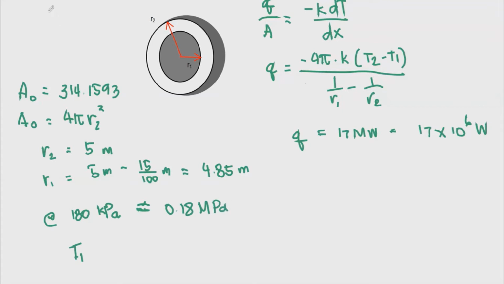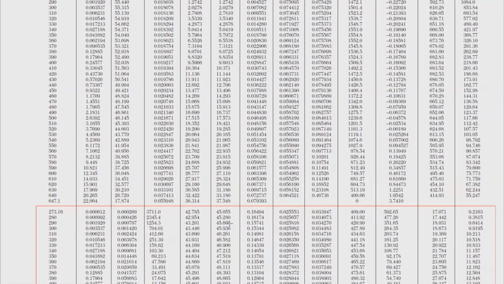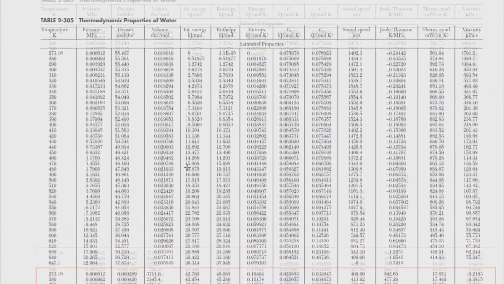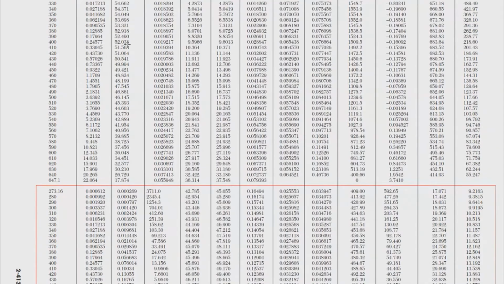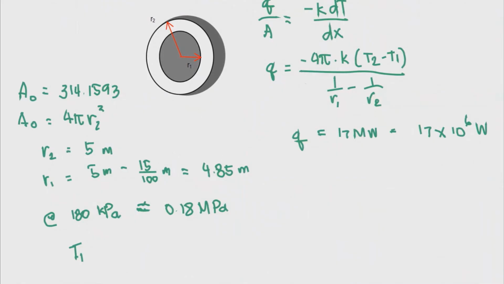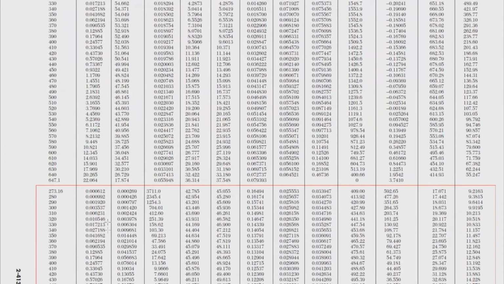And now that we have the value of our pressure, now we can just check here kung saan ba papatak yung 0.18 megapascal. So with that, yung 0.18 megapascal is around dito sa pagitan nitong dalawa.